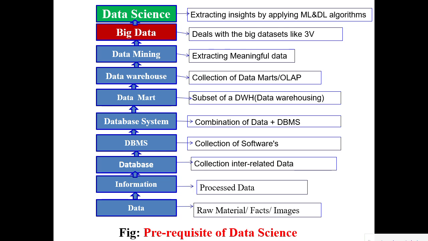Variety is all about the different types of files. And finally, data science is extracting insights by applying machine learning techniques and deep learning algorithms. Because when you talk about data science, it's all about a huge volume of data. We may be using different types of techniques like machine learning, deep learning, statistical methods, and AI techniques.